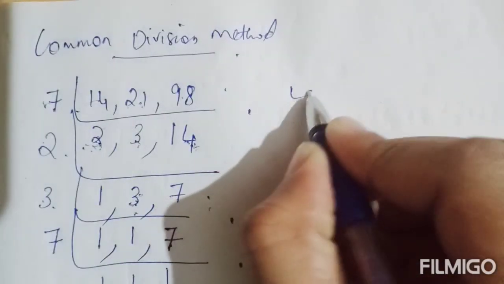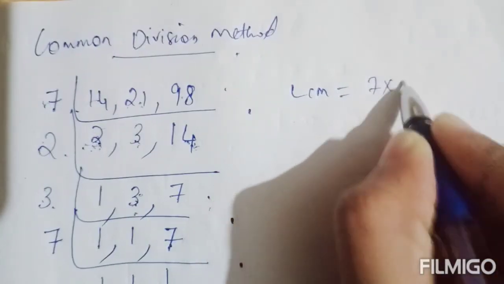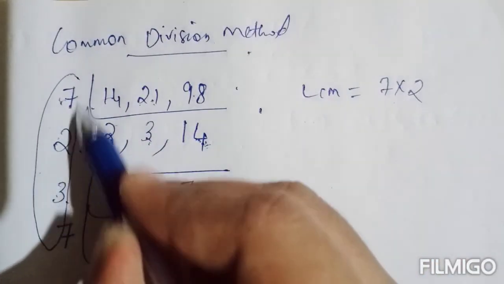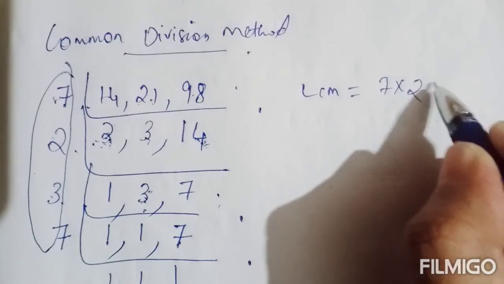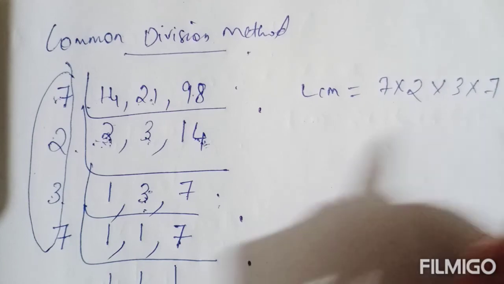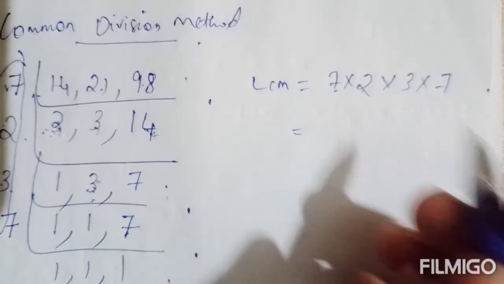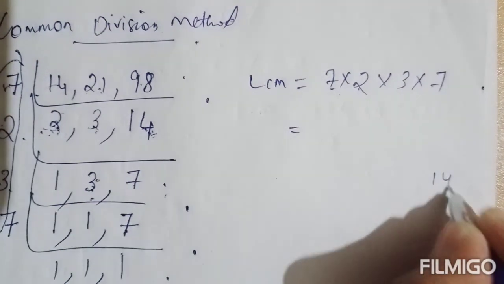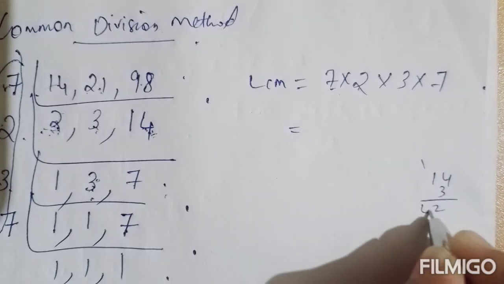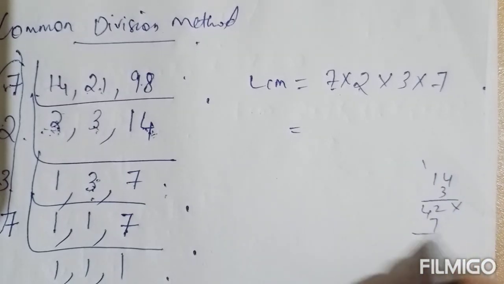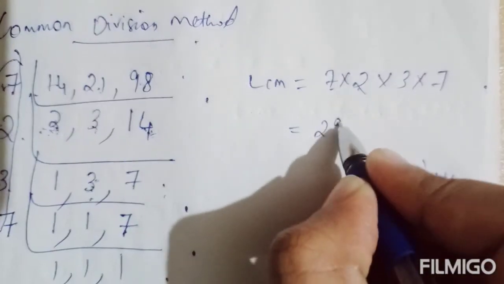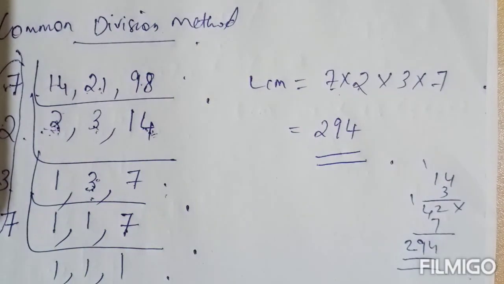Okay. So, what will be the LCM? LCM equal to 7 into 2 into 3 into 7. So, what you will get? 7 into 2, 14. 14 into 3, it is 42. 42 into 7, you will get 294. The same we got in the first method, prime factor method also.